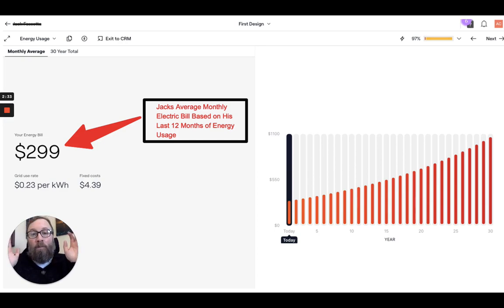Okay, so the homeowner's name is Jack, by the way. This is the homeowner's average monthly electric bill based on his last 12 months. Because he's in Texas, he might be paying $400 or $450 per month in the summer, and then maybe $250, or high 190s, in the winter months when he's not using as much AC, right? But on average, it's $299 that he's paying, or 23 cents per kilowatt hour, right?